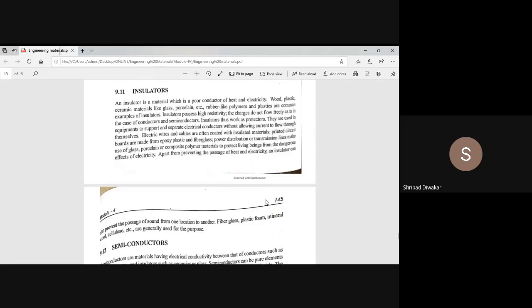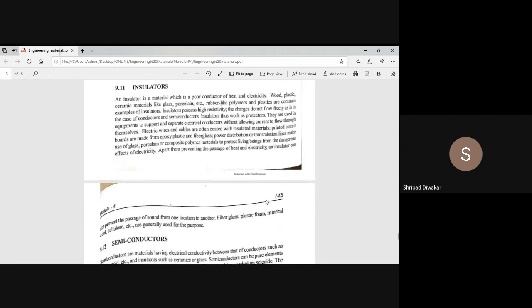So then where is the application? We have to enclose the electrical wires with suitable insulation. So electrical wires and cables are often coated with insulating materials. PCBs, printed circuit boards, are usually made up of epoxy plastic and fiberglass. Power distribution or transmission lines make use of glass, porcelain, and composite polymer materials to protect against the dangerous effects of electricity.